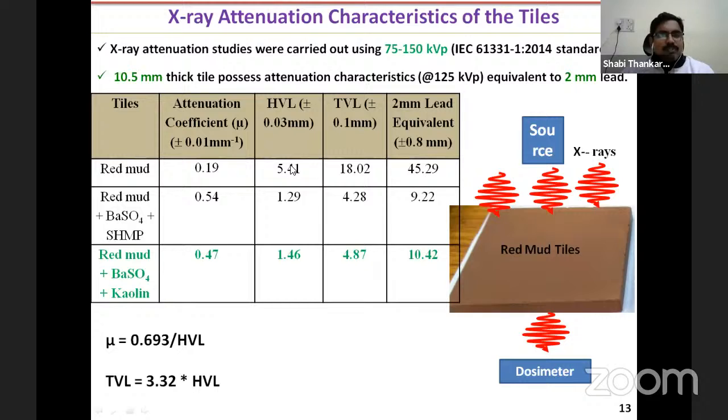You can see this, for example, red mud with SHMB and barium sulfate. We are getting a half value layer of 1.46. Normally in a CT scanner room or normal X-ray diagnosis, they use 2 mm thick lead to shield those X-rays. If we calculate for our tile, to replace 2 mm thick lead we need nearly 11 mm thick of our tile.